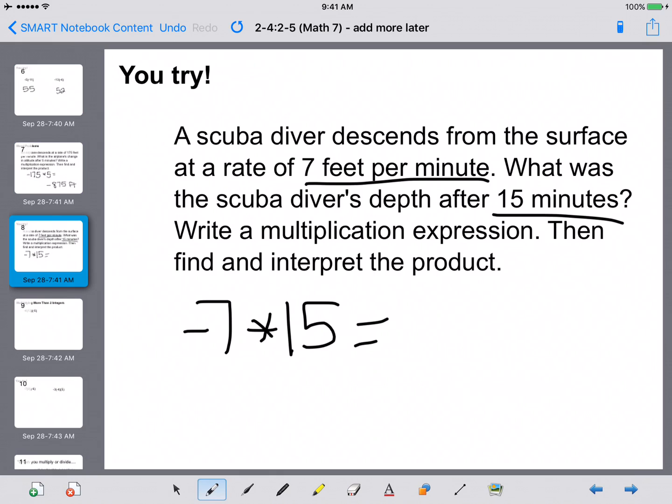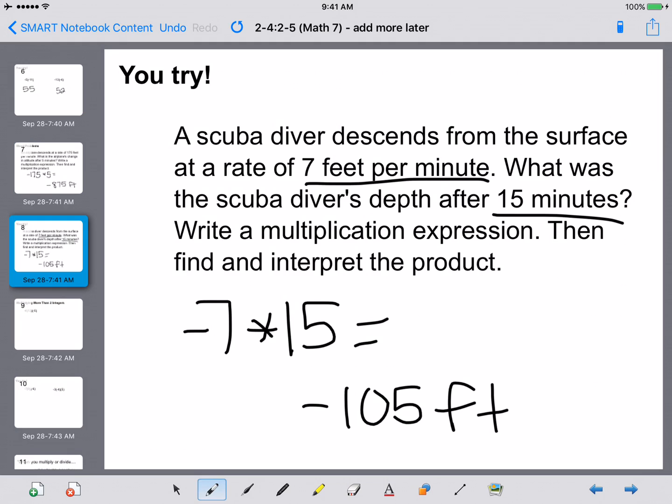A negative number, excuse me, times a positive number. Our negative doesn't have a pair, so our answer will have the pair. And 7 times 15 is 105, and that would be in feet. So what that -105 feet means, so I'm interpreting it, is it means that after 15 minutes, the scuba diver is at a depth of 105 feet below the surface of the water.